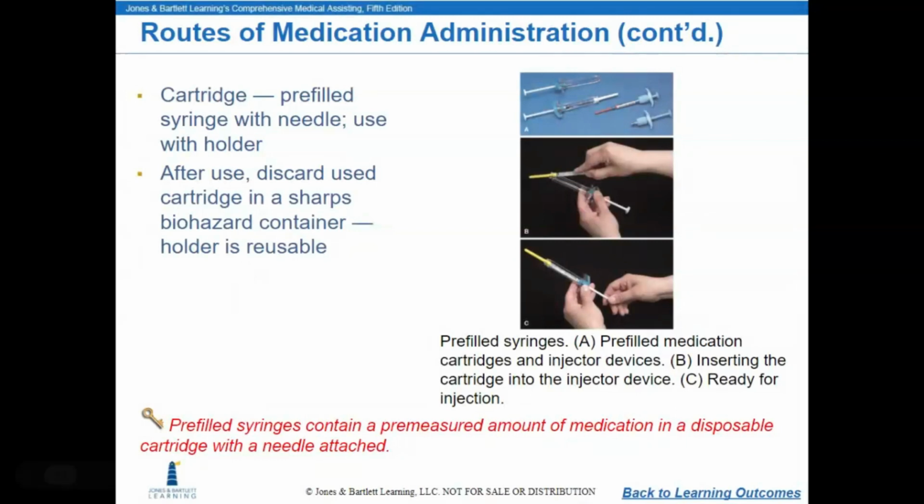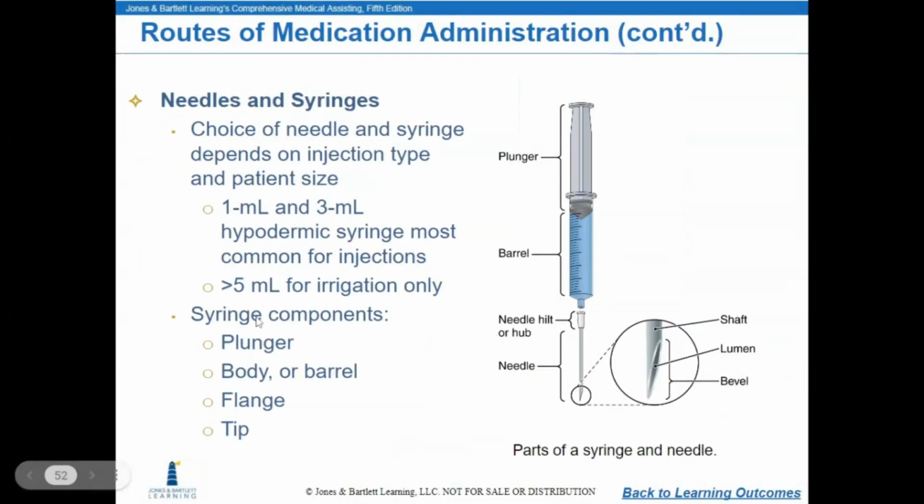So those are pre-filled syringes, or cartridges. All right, let's talk about the parts of a needle. So we've got needles and syringes. A lot of needles already come attached to the syringe. In some instances, the syringe and the needle will be separate, and we have to assemble it ourselves.